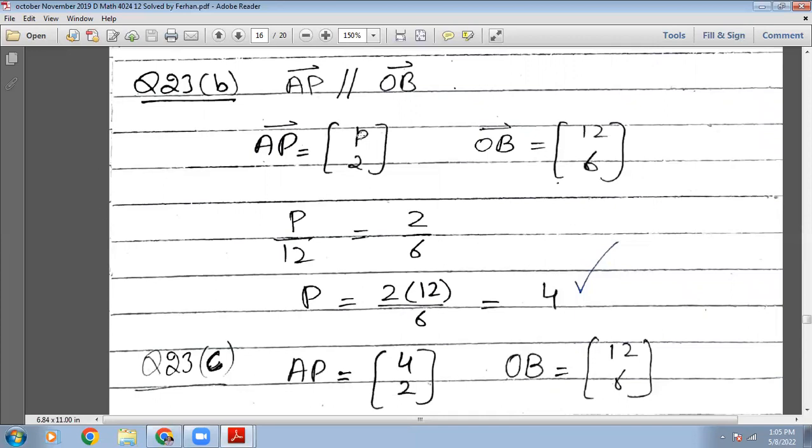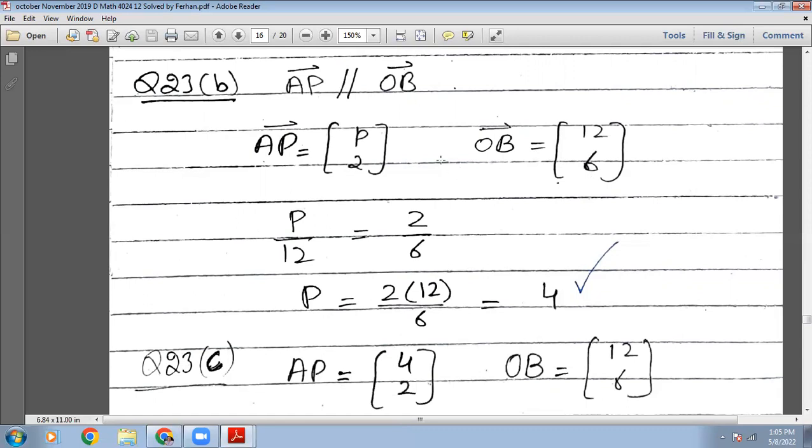So the ratio of the X is P by 12 will be equal to 2 by 6, and from here I can find the value of P. P by 12 is equal to 2 by 6 because they were parallel, so the ratio of their X will be equal to the ratio of their Y. So P will be equal to 2 multiplied by 12 divided by 6, and that will be 4.